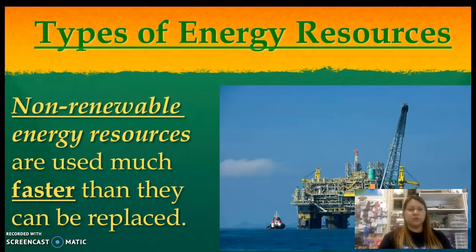Non-renewable energy resources are going to be resources from the environment that are going to be used much faster than they can be replaced. Non-renewable energy resources generally are going to take millions of years to be created, and then they're going to be consumed pretty frequently, and if it takes millions of years to create it, then you're not going to be able to replenish that. So it is a finite resource. That means once it's used, then you don't have any more of it.